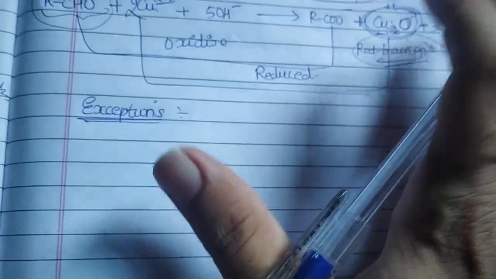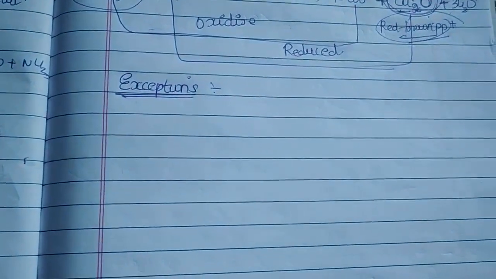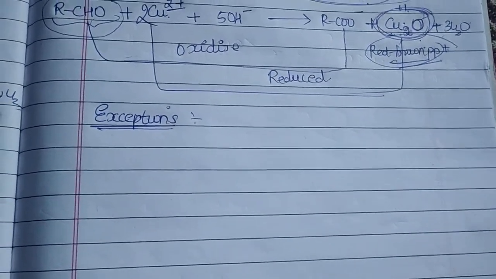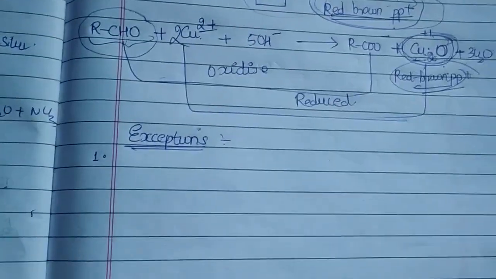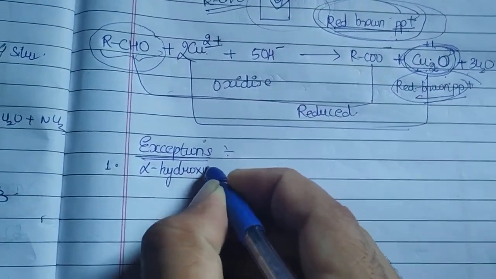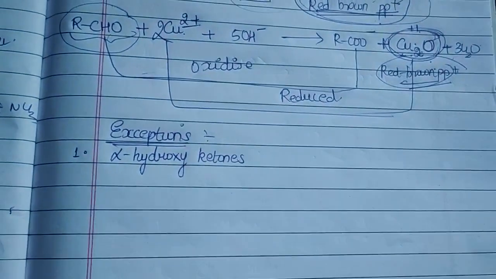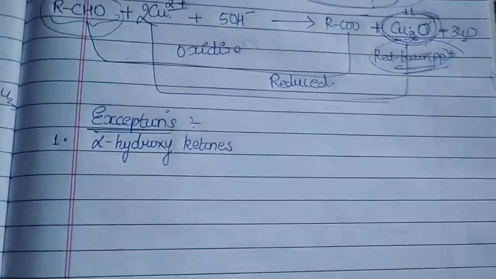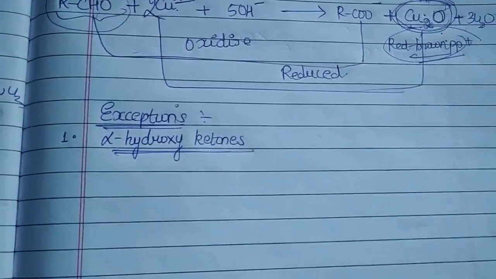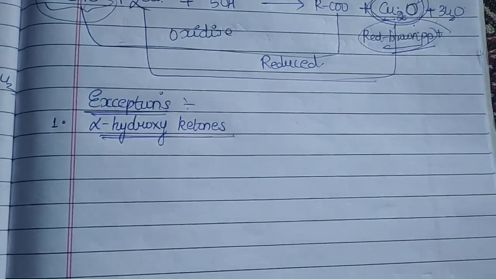But that's not the only fact, guys. Remember, along with aldehydes, we have certain exceptions in our reactants which also give a positive result to Tollen's reagent and Fehling solution. First important exception is that of your alpha hydroxy ketones. Ketones will not answer the test, but in ketones we have an exception. Only this alpha hydroxy ketone will give the positive response for your Tollen's test as well as your Fehling solution.